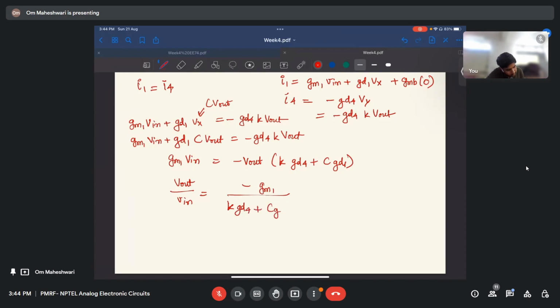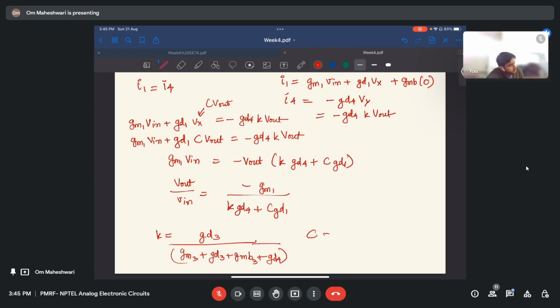KGD4 plus CGD1, where K is GD3 by GM3 plus GD3 plus GMB3 plus GD4, and C is GD2 plus KGD4 by GM2 plus GD2 plus GMB2.